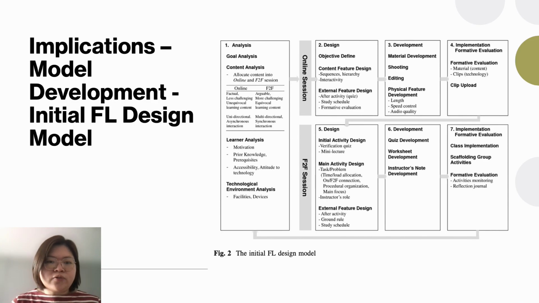Let's discuss the implications of the findings. In the initial flipped learning design model, after analyzing the learning goals, the content, learners, and technological environments, the content features and the external features of online sections were designed, and then developed as video clips created from slides and graphics, for which shooting, editing, and revising occur throughout the formative evaluation. Then the face-to-face sections focus on the design of initial learning activities and main learning activities, for which related worksheets, quizzes, and instructor's guide were developed. The face-to-face sections were then implemented and evaluated, and provided the data for further revisions of instructional products.